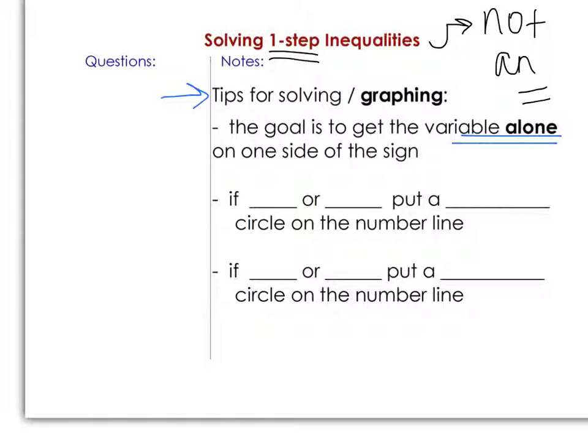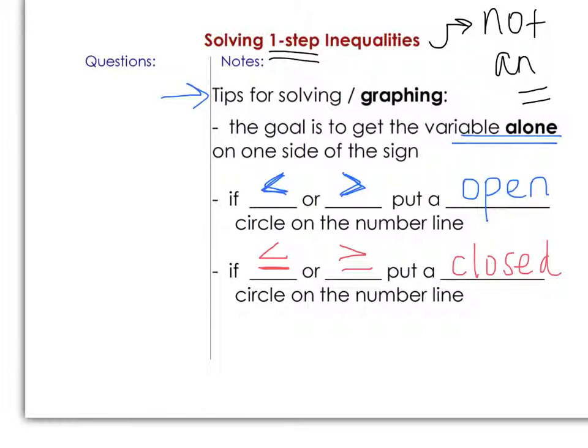So if it is a symbol that looks like this or like this, I'm going to put an open circle on my graph. If it's just less than or greater than, I'm going to put an open circle on my graph. Well, if it's less than or equal to, or greater than or equal to, if it has that line underneath, I'm going to put a closed circle on my graph. So let's see what I mean.